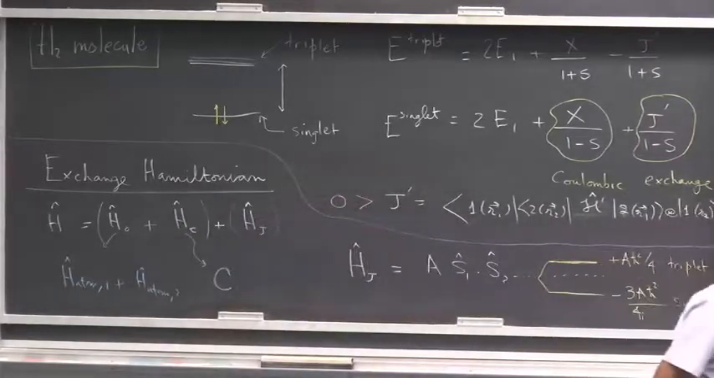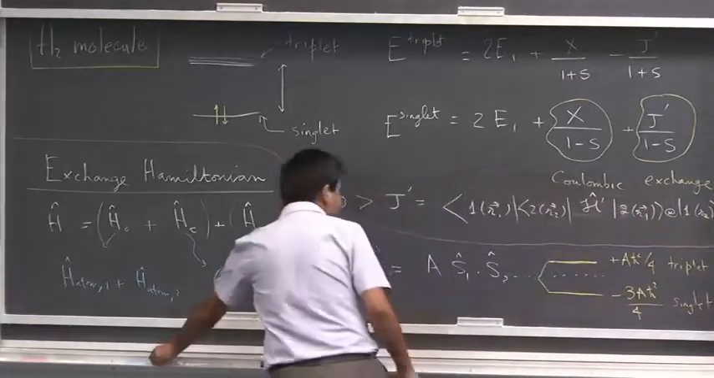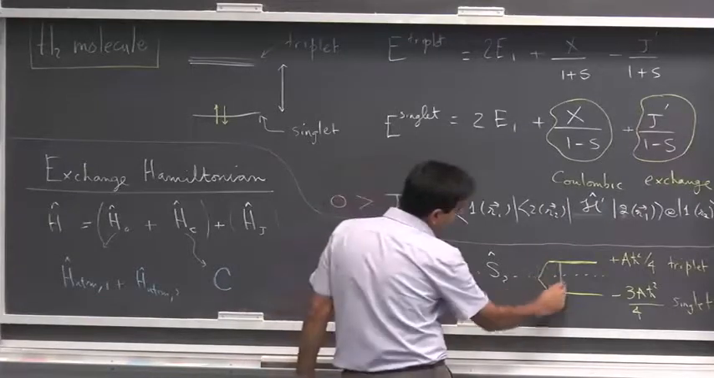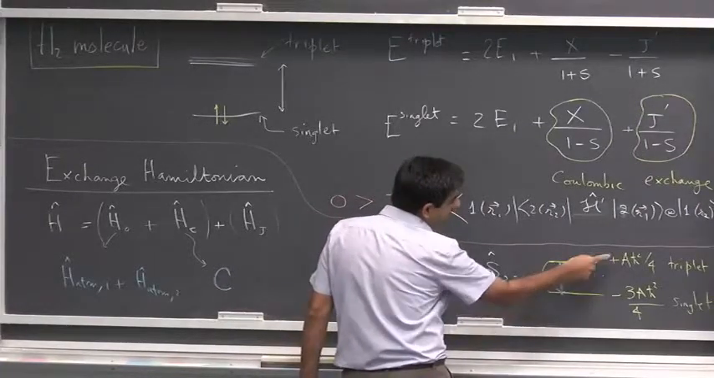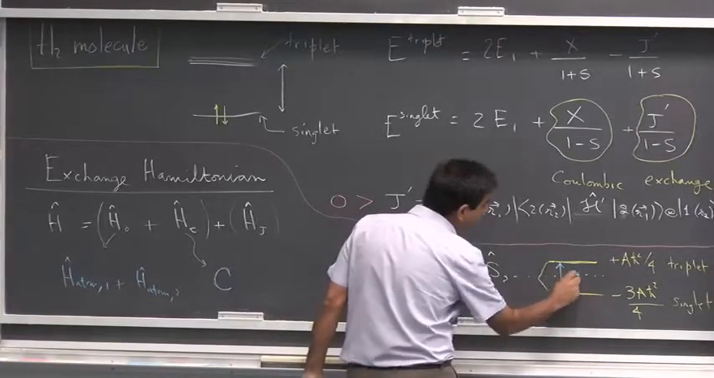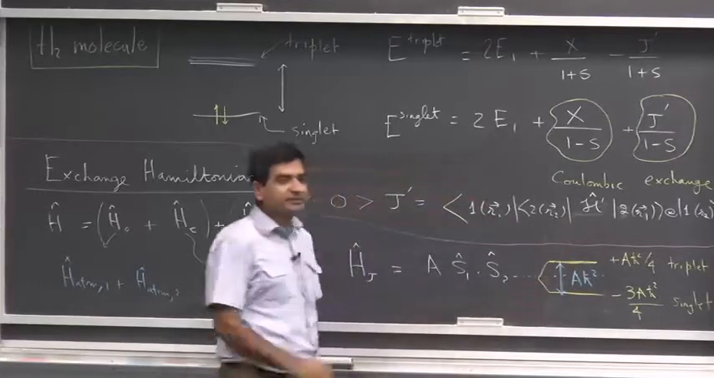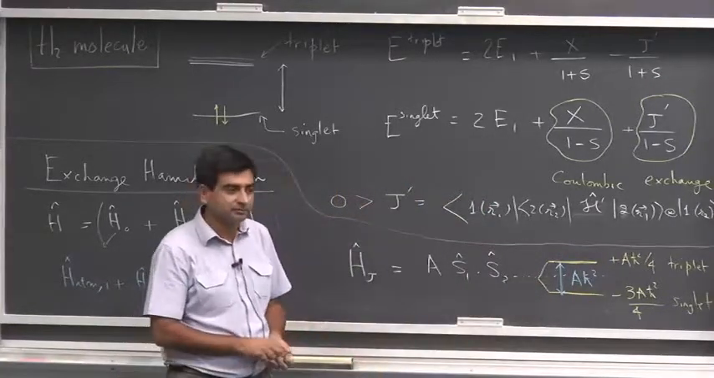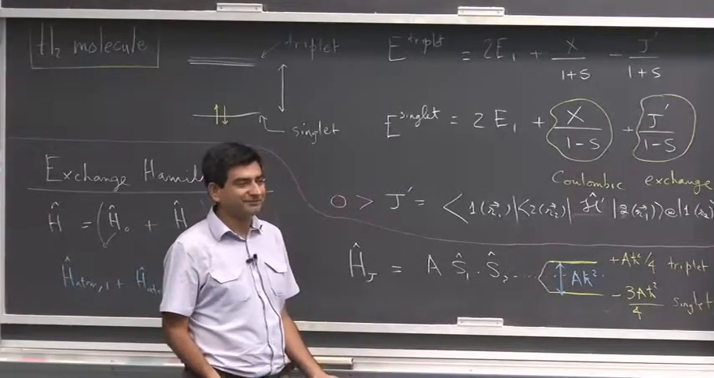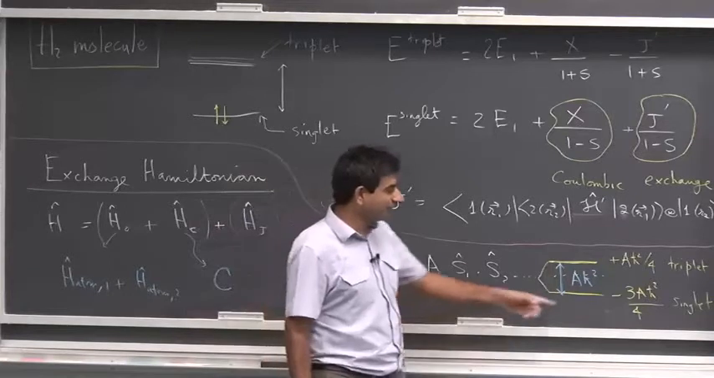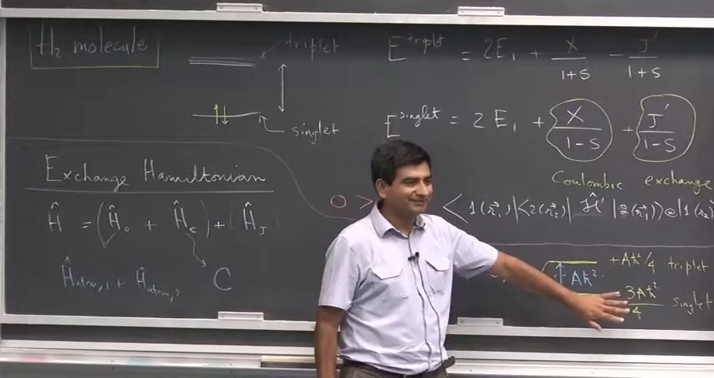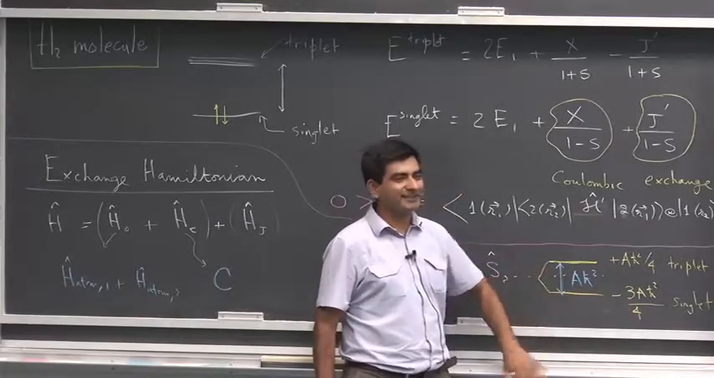Now, what this tells us is that the singlet is lower in energy than the triplet, and the energy splitting is 1 over 4 minus minus 3 over 4, which gives 1. So A h bar squared. The energy splitting is proportional to A. However, A could be positive or negative. If A is positive, then the singlet is lower in energy, and if A is negative, then the singlet is higher in energy.